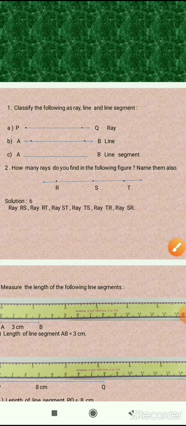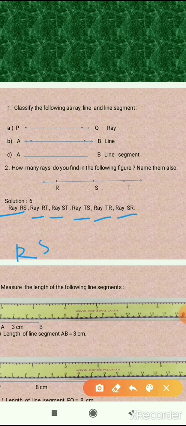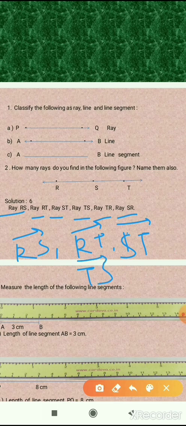In this way, in this figure, a total of 6 rays are found, and these are ray RS, ray RT, ray ST, ray TS, ray TR and ray SR. We can denote them also as ray RS, ray RT, ray ST, ray TS, ray TR and ray SR.